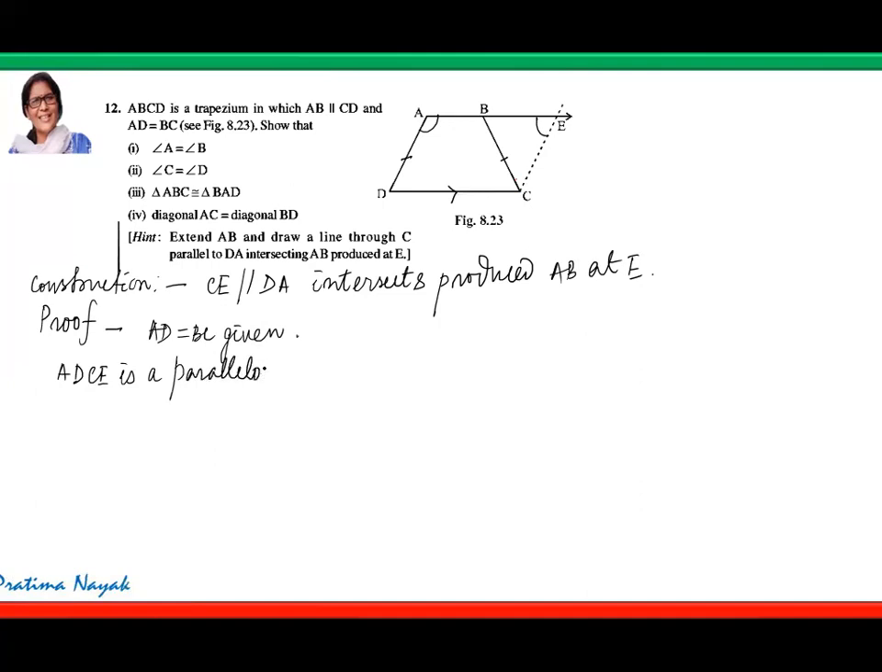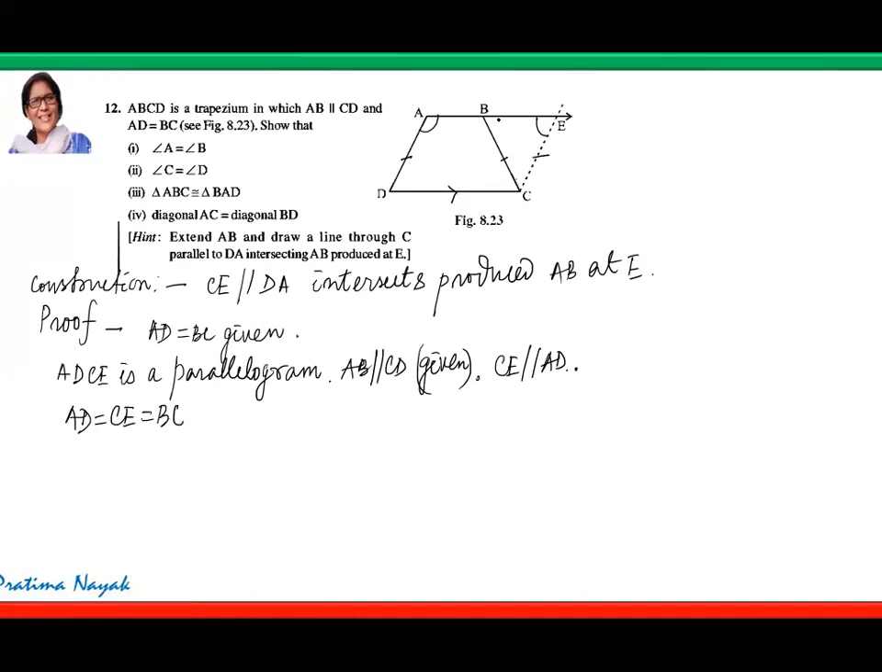Why is it a parallelogram? Let me write why. Because AB is parallel to CD is given, this is a trapezium, and I constructed CE parallel to AD. So pairs of opposite sides are parallel, so it is a parallelogram. So this gives you AD is equal to CE. Again AD is equal to BC, so CE is equal to BC.